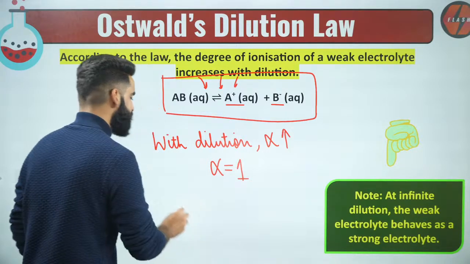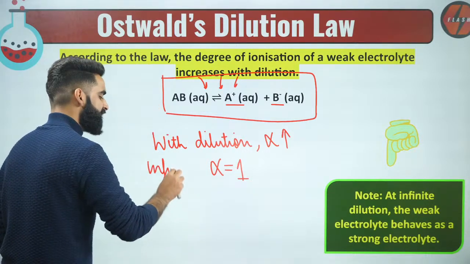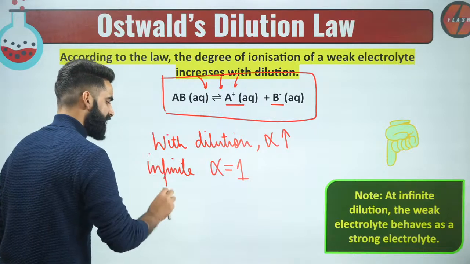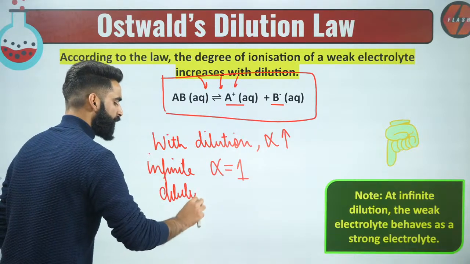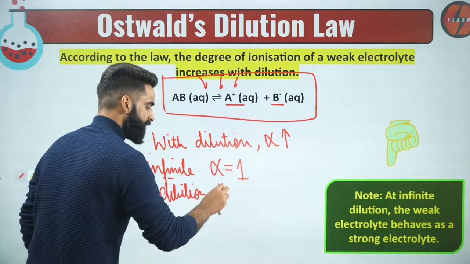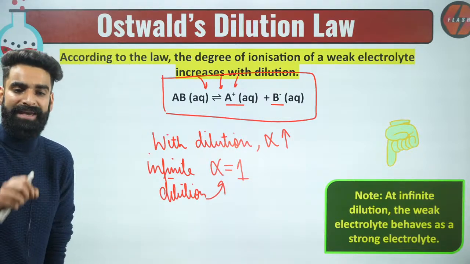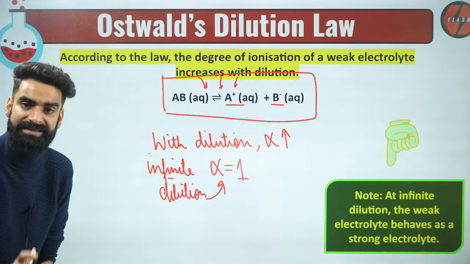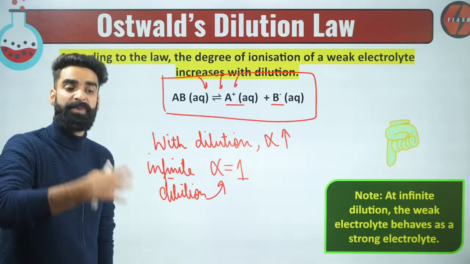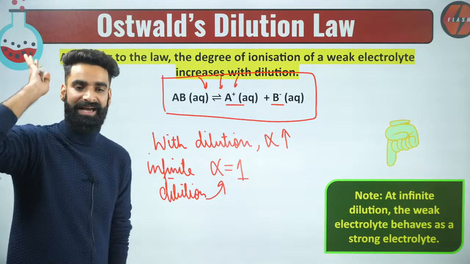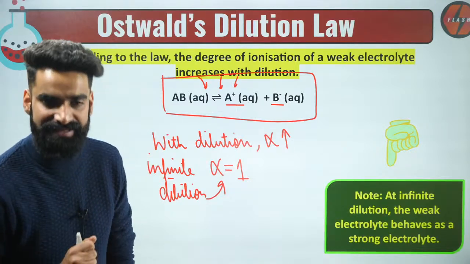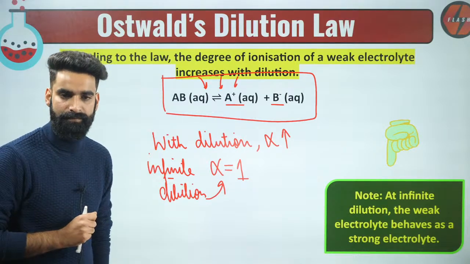So at infinite dilution, alpha value for the weak electrolyte becomes 1. But we know alpha is equal to 1 for strong electrolytes. So I can generalize a statement: your weak electrolytes behave as the strong electrolytes at infinite dilution. Can I say that? Yes.